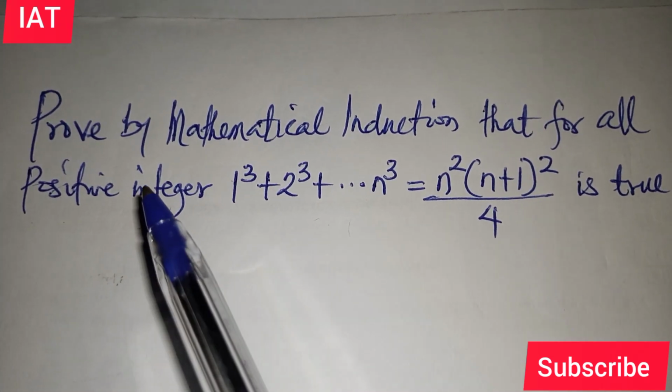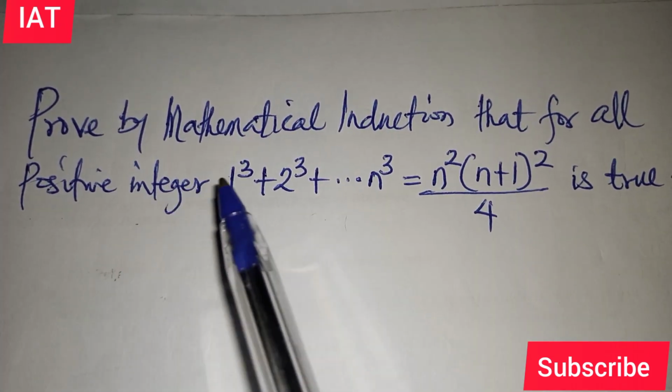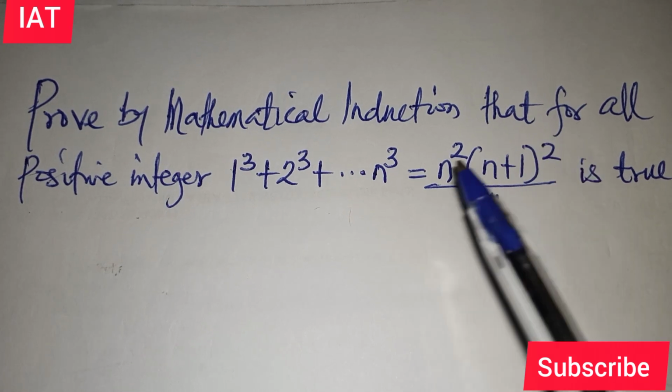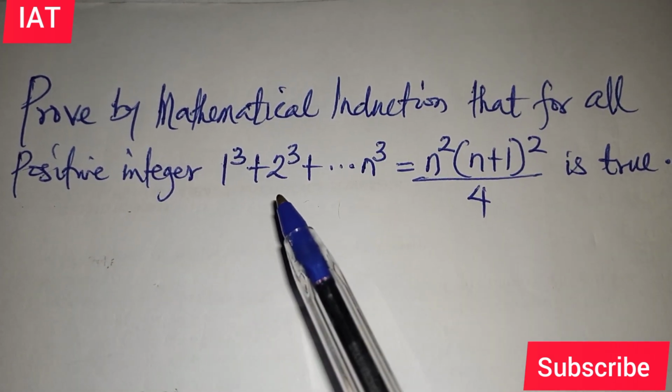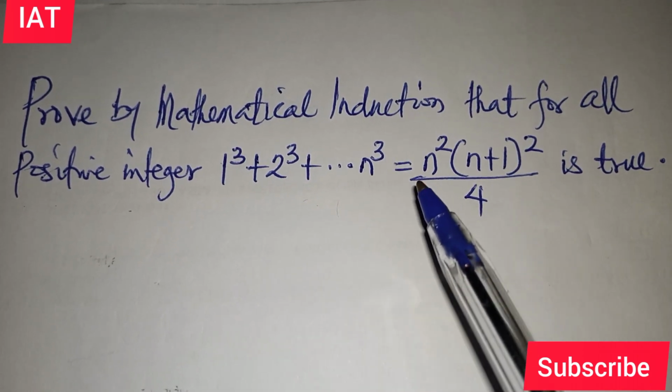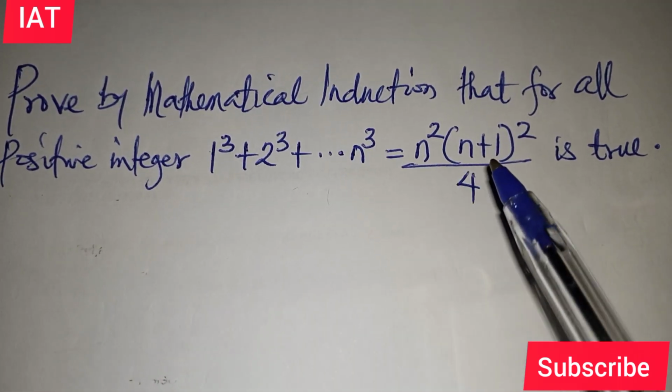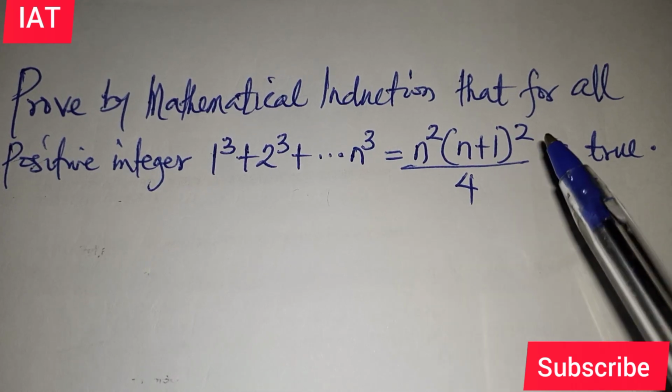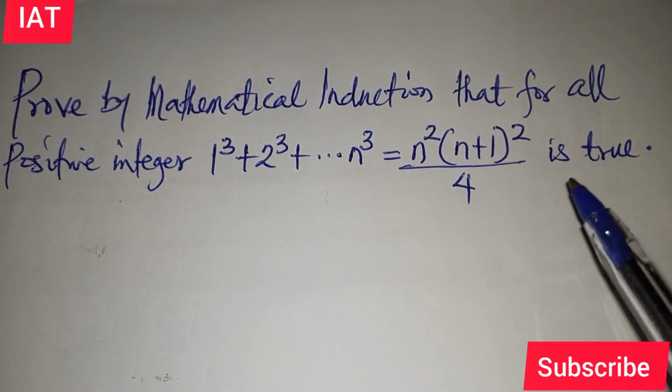In this video, I want to prove by mathematical induction that for all positive integers, 1 to the power of 3 plus 2 to the power of 3 plus up to the number n to the power of 3 is equal to n squared into n plus 1 to the power of 2 all over 4.